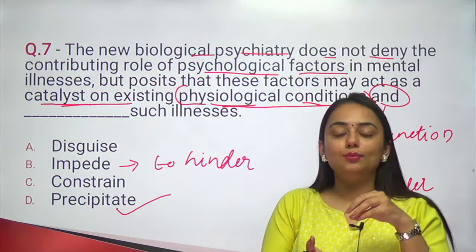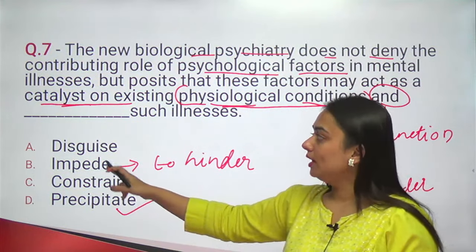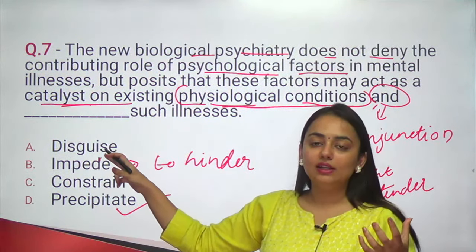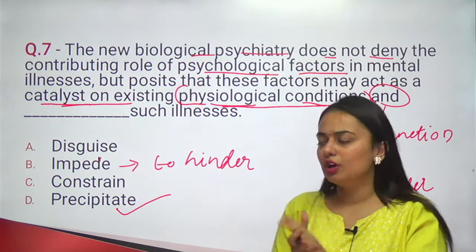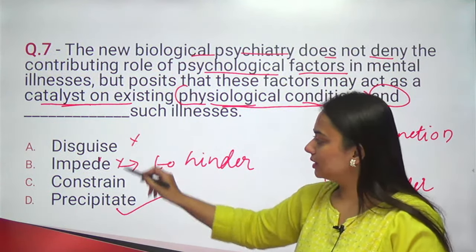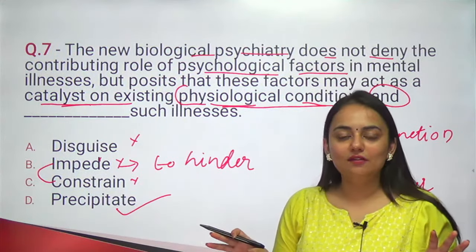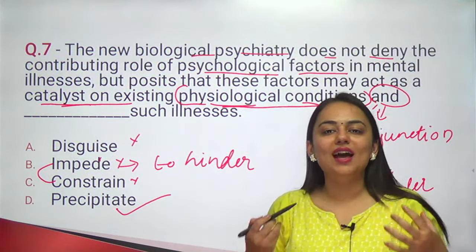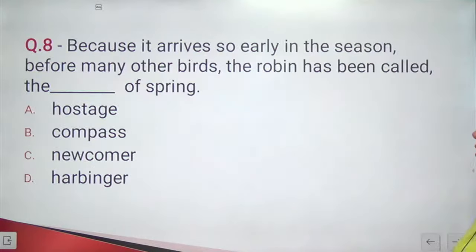किसी चीज के किसी प्रोसेस के बीच में आ जाना, उसको रोक देना, उसकी ग्रोथ को हिंडर करना. ये तो क्वाइट ऑपोजिट है, ये तो यहाँ पे आ ही नहीं सकता. कैटलिस्ट का तो बिल्कुल ऑपोजिट है. कैटलिस्ट हमेशा प्रोसेस को फास्ट करता है, इम्पीड करना होता है उस चीज को, हिंडर करना, उसको रोकना. So this cannot also be the answer. कंस्ट्रेन भी इम्पीड जैसा ही है, they are synonyms. So what are we left with? We are left with precipitate, which means to make something happen more quickly and rapidly. Let's see the 8th question now.